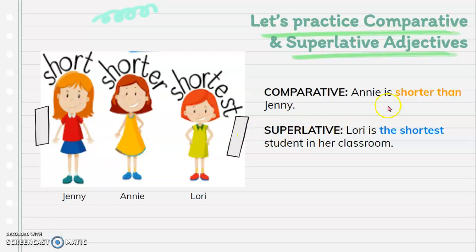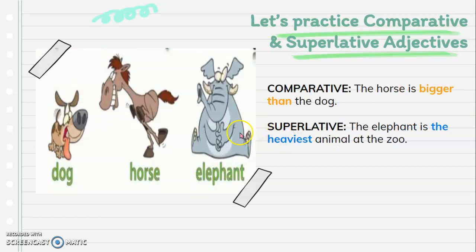As you can see in this picture, Annie is shorter than Jenny, and Lori is the shortest student in her classroom. The horse is bigger than a dog, but the elephant is the heaviest animal at the zoo.